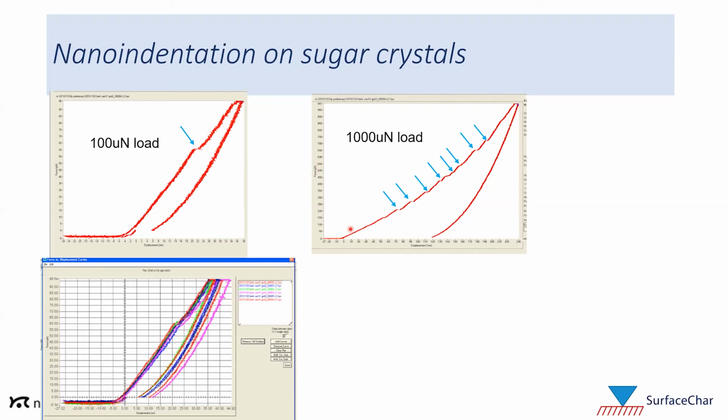Then we went to 1,000 micronewton load. Now we're going in at 236 nanometers into our sample, and now we can see a lot of different pop-in events as we poke further into this crystal. And then here is an example of a series of 100 micronewton indentation curves, force curves, with pretty nice repeatability among them.